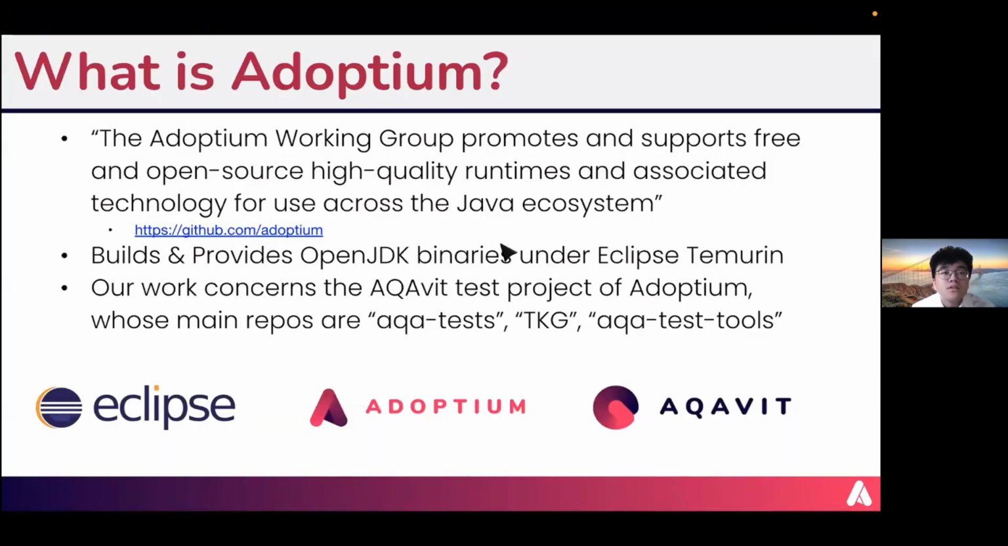And you might be wondering, what is Adoptium? The Adoptium working group promotes and supports free and open source high-quality runtimes and associated technology for use across the Java ecosystem. We build and provide OpenJDK binaries under Eclipse terms mirroring. Our work concerns the AQAvit test projects for Adoptium, whose main repos are AQATests, TKG and AQATest tools.